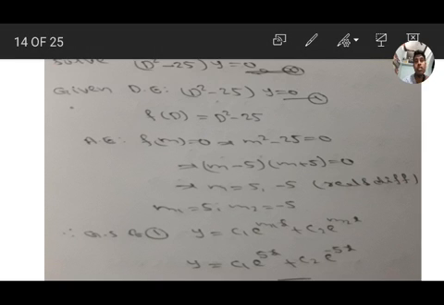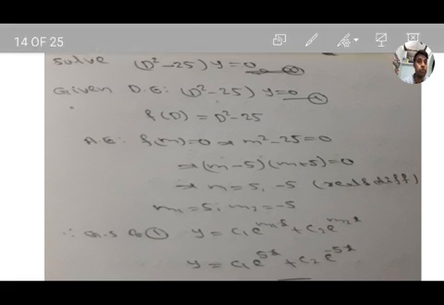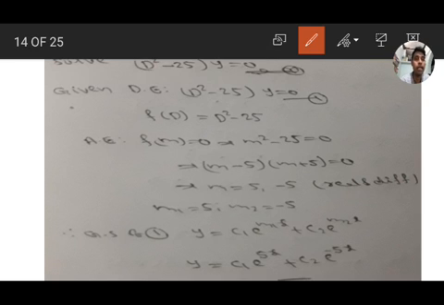Let us move to the next problem. Solve (D square minus 25) of y equal to 0. The given differential equation is already in the symbolic form, so f of D equal to D square minus 25. Then second step, auxiliary equation, f of m equal to 0, that is, in place of D substitute m and equate to 0. m square minus 25 equal to 0. 25 is 5 square.